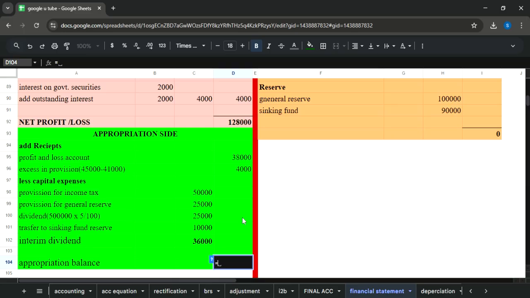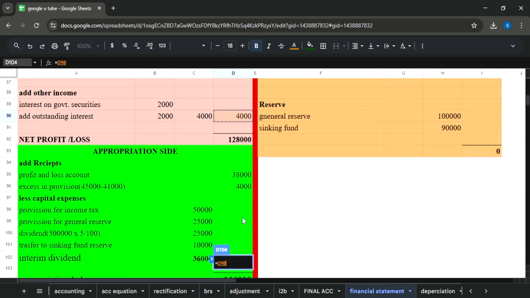First, you may take the sum of all incomes. There are three: profit and loss account, excess in provision, and net profit, and we are unable to take the sum automatically. So we will simply take the sum manually: 128,000 plus 4,000 and plus 38,000, which is the profit and loss account. Please note it down. We have added these three incomes: net profit, profit and loss account, and excess in provision.